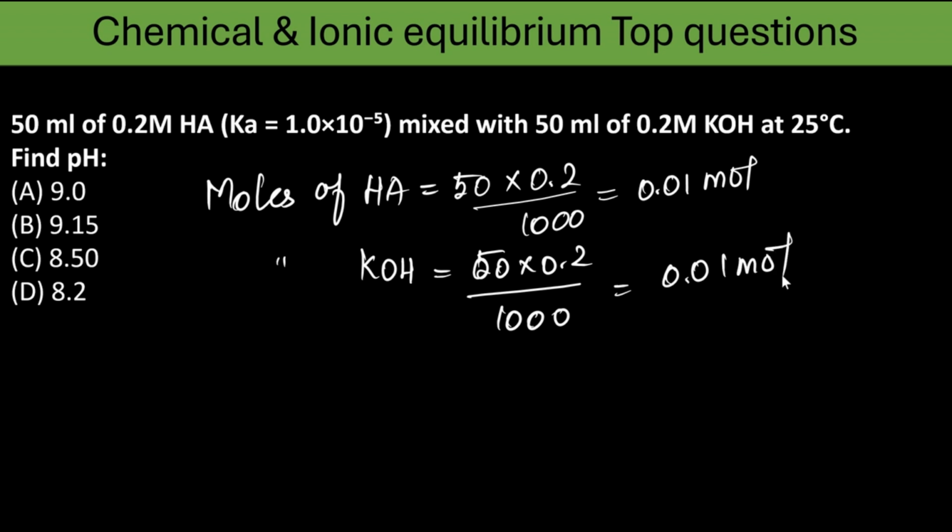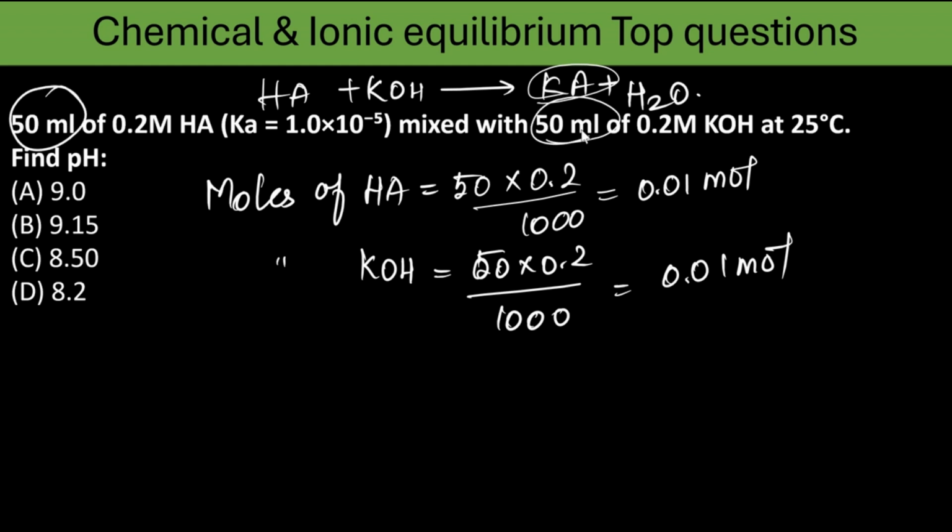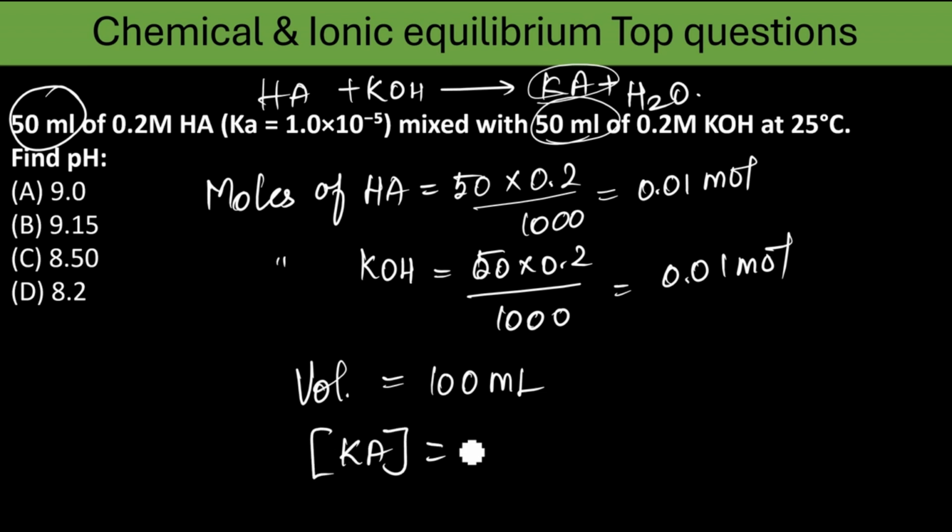So after neutralization, HA plus KOH will form salt, KA, with H2O. So only we have salt and water. Let's calculate the salt concentration. How much salt will be formed? 50 ml plus 50 ml, total 100 ml. The volume is 100 ml now. So calculate the concentration of salt. Convert the volume to liters: 0.01 divided by 0.1 is equal to 0.1 molar.